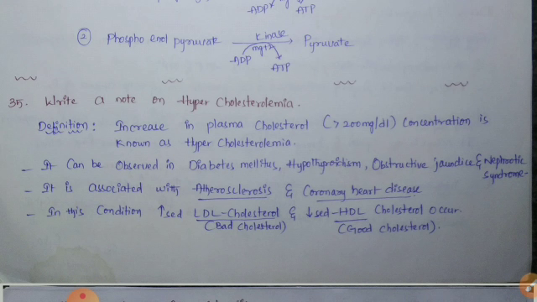It can be observed in diabetes mellitus, hypothyroidism, obstructive jaundice, as well as in nephrotic syndrome. Hypercholesterolemia is associated with atherosclerosis and coronary heart diseases. In this condition, there is increased LDL concentration as well as decreased HDL concentration. LDL is a bad cholesterol, HDL is a good cholesterol. So if this condition occurs, the heart may be at risk.